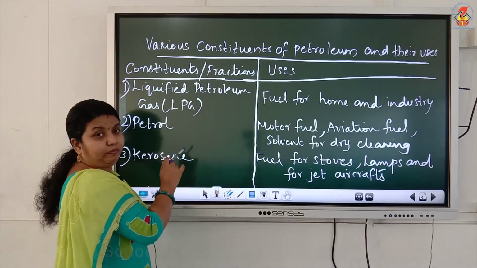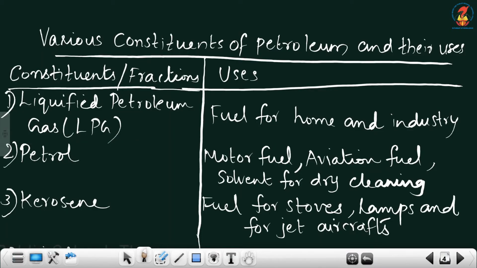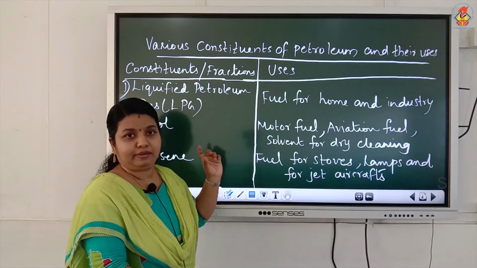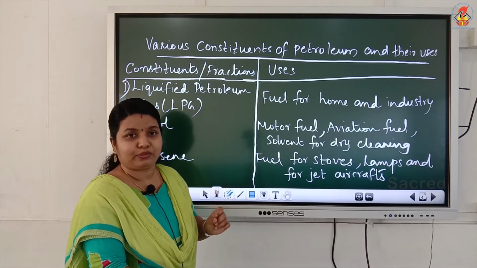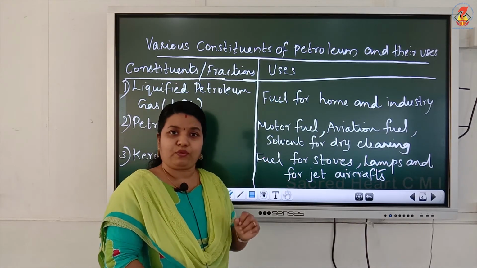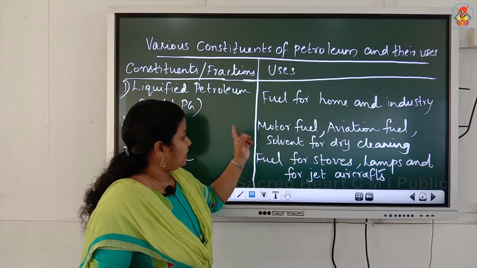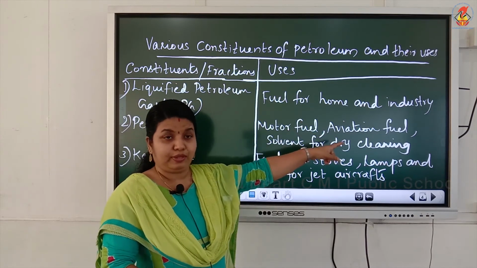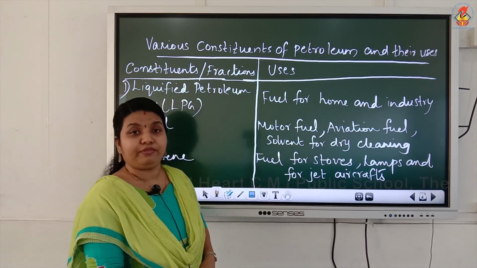Second one is petrol. Petrol is also familiar to you. It is a motor fuel, aviation fuel. Aviation means air travel. Then solvent for dry cleaning. This dry wash is also known as petrol wash. There water is not used. The solvent used is not water, instead it is petrol. So, it is a motor fuel, aviation fuel and also a solvent for dry cleaning.